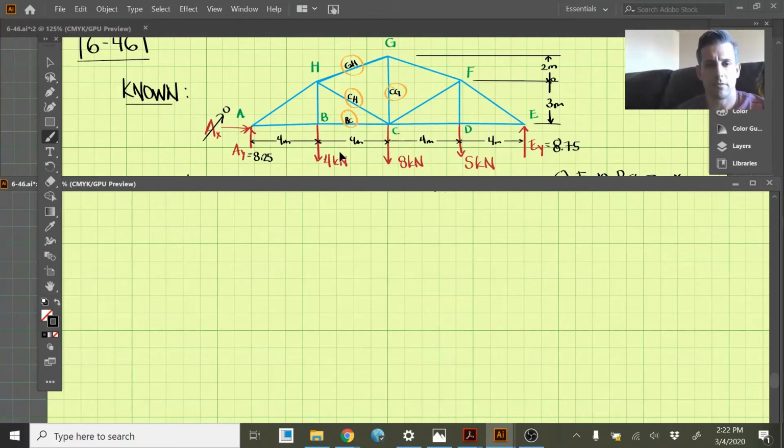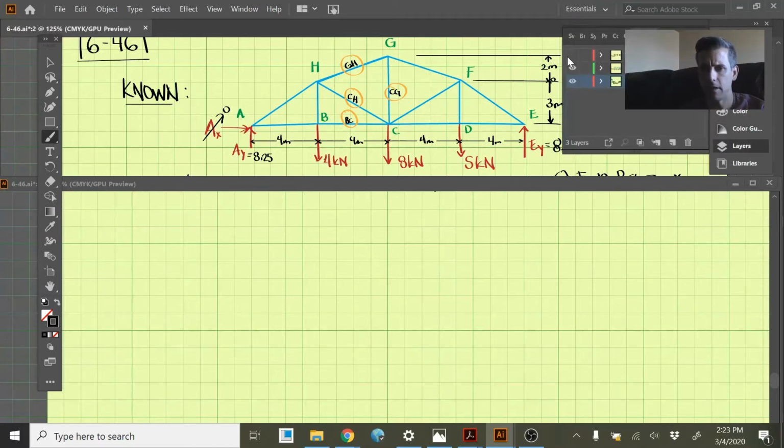Okay, so continuing on 6.46, we found the reactions here. AY is 8.25, AX is 0, EY is 8.75. So in the next step, we want to use the method of sections to find these three forces, FBC, FCH, and FGH, okay? And we can do that by cutting this truss right down this line here, and then only using one section of it. We can either use the right section or left section. I'm going to choose to use the left section here. So we'll use the left section. So let's cut that and I'll show you what it looks like here.